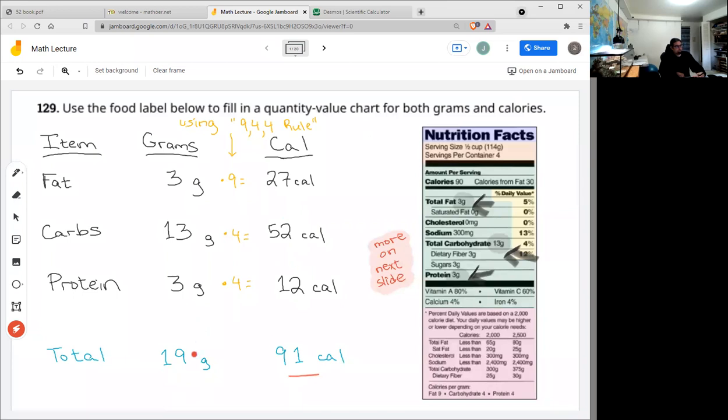The tables also have totals at the bottom, which I'm doing in blue, just so they look a little better. The book also wants percentages, so more on the next slide.